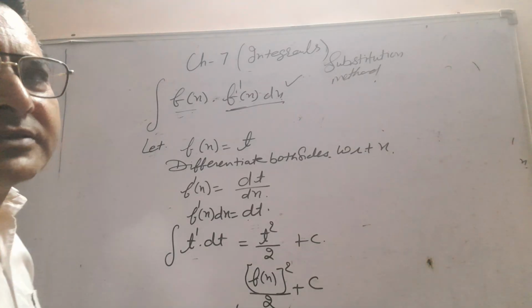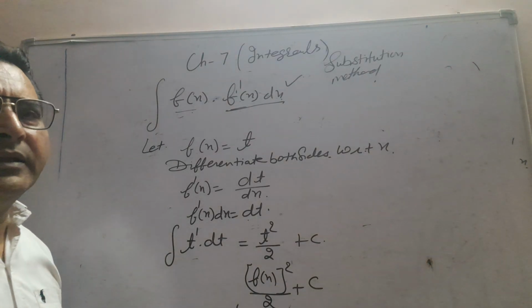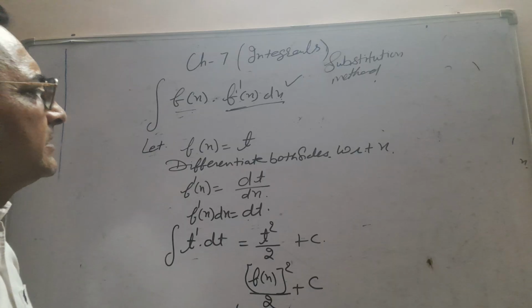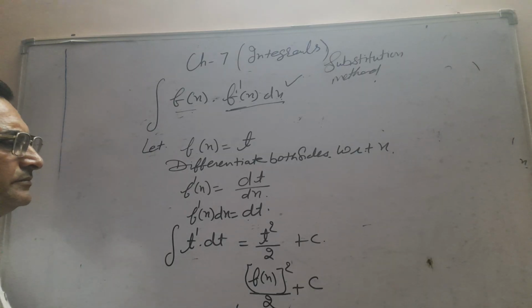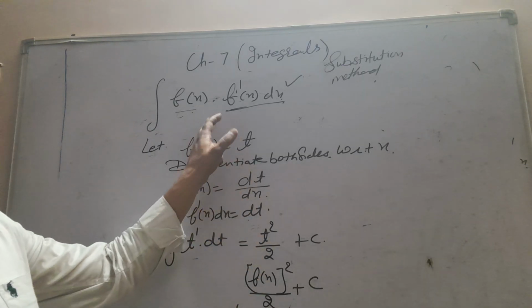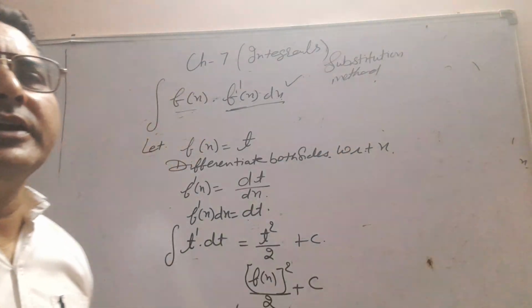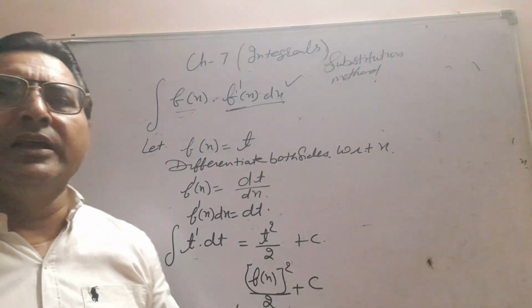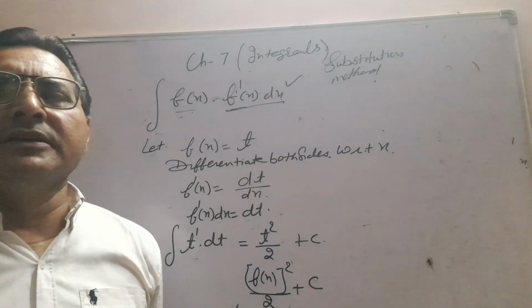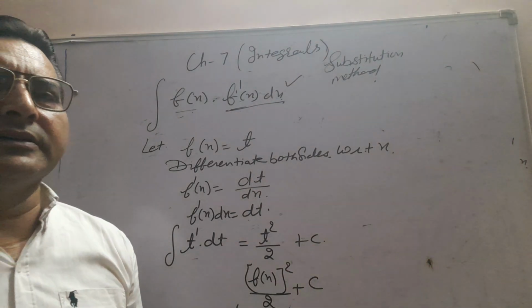Let's understand from the example. If there is a function, this is the identification of the substitution method. If a question is related to the substitution method, you will apply this method there.